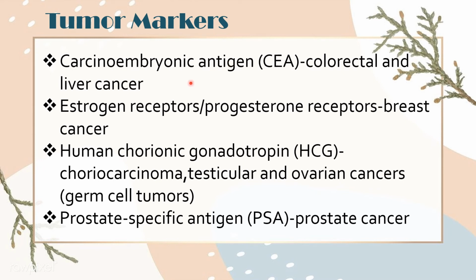To continue with our tumor markers, we have carcinoembryonic antigen, or CEA, which is used to detect colorectal and liver cancer. Estrogen receptors or progesterone receptors to detect breast cancer, and human chorionic gonadotropin, or HCG, to detect choriocarcinoma, testicular, and ovarian cancers, or germ cell tumors. Again, PSA, or the prostate specific antigen, to detect prostate cancer.